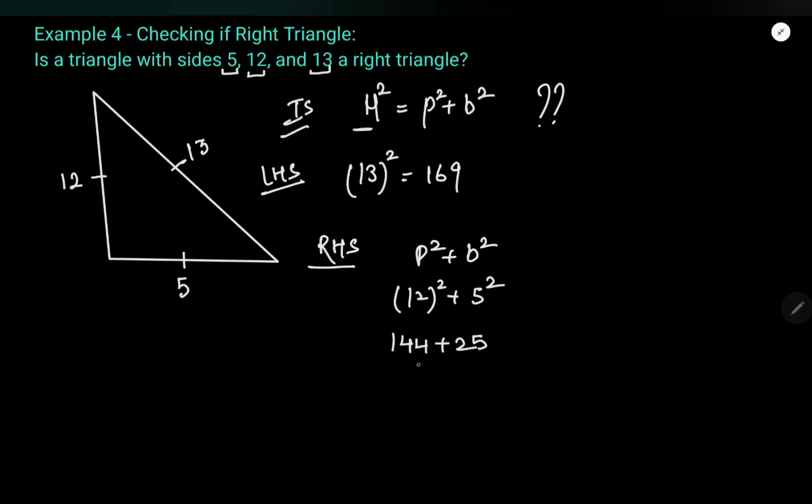Because 12 square is 144, 5 square is 25, and this is equal to 169. So this is what they are equal, right? This is equal to this. So when they are equal, that means yes, this is a right angle triangle.